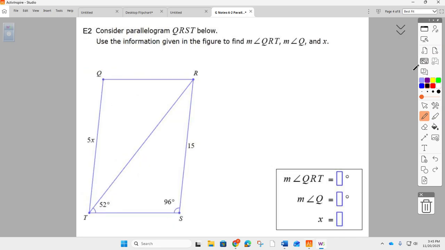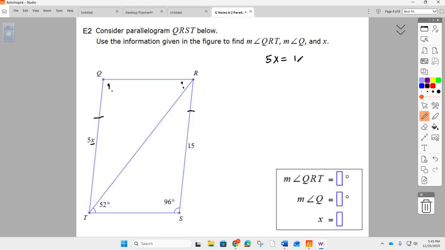Remember, you can pause this at any time to catch up. Consider this parallelogram, QRST. We want to find the measure of angle QRT, so we want to find this measure. We want to find the measure of angle Q, and we want to find the value of x. Well, remember opposite sides are congruent, so let's knock out the easy one first.